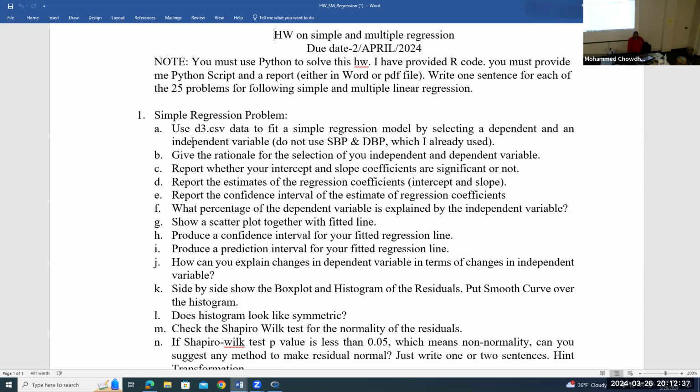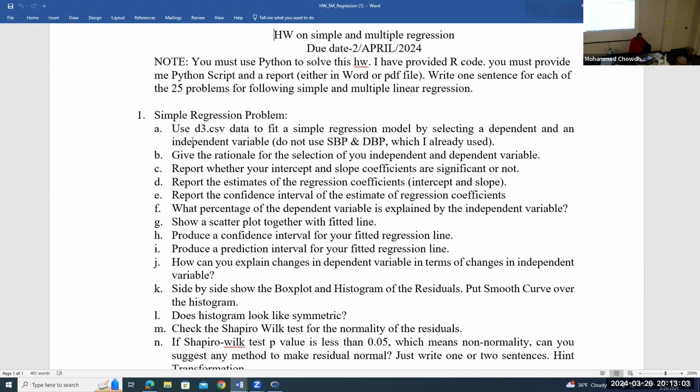Report the confidence interval of the estimate of the regression coefficient, right? Confidence interval. Right? What percentage of dependent variable is explained by the independent variable? How can you say that? By looking at the R square value. Show a scatter plot together with the fitted line. Okay. Show a scatter plot together with the prediction interval. See, now I say prediction interval for your fitted regression line.